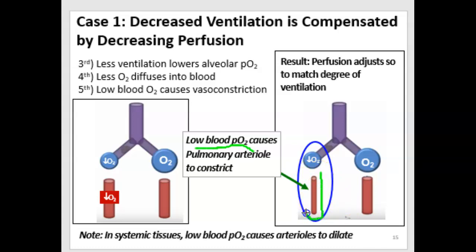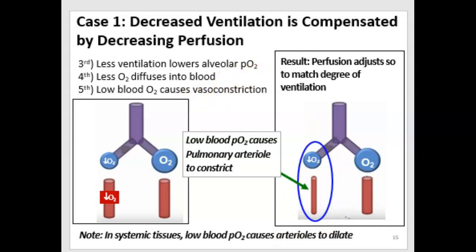So now less blood is flowing to the poorly ventilated alveolar sac, and more blood will eventually go to the alveolar sac that's well ventilated. This is unusual because when we talked about blood oxygen levels before, we said that low O2 causes vessels to dilate, right? That's in the systemic tissues though. It's different in the pulmonary vessels. I'm sorry, it's in vessels that go to the systemic tissues where you get dilation. But when you're in the lung, the pulmonary vessels respond the opposite. And so when there's low oxygen in the blood, these vessels will tend to constrict.